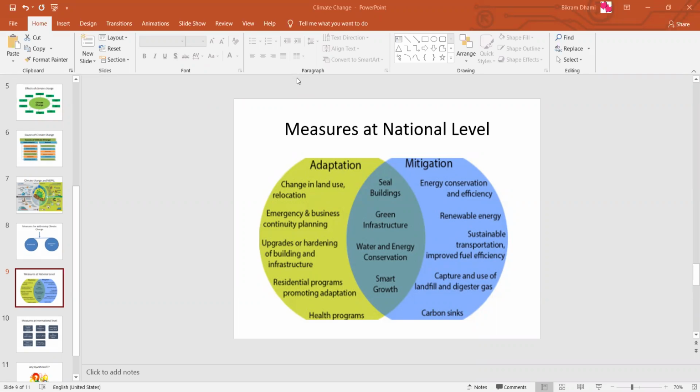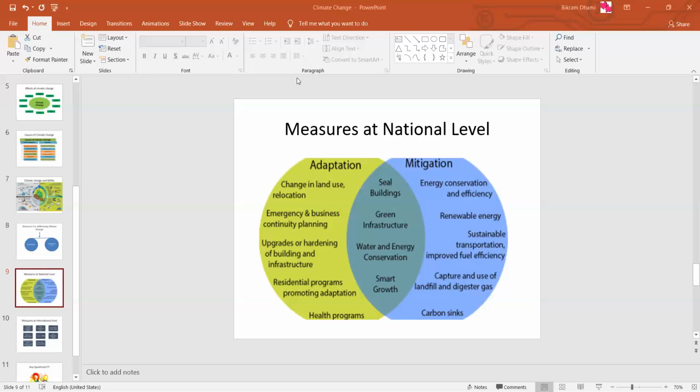So residential programs promoting adaptation include building residential areas in safer places and encouraging participation from the communities. Lastly, health programs. Stronger or better health facilities in the local areas could help to cope with the increasing epidemics or diseases in the society. So these are the adaptation measures.